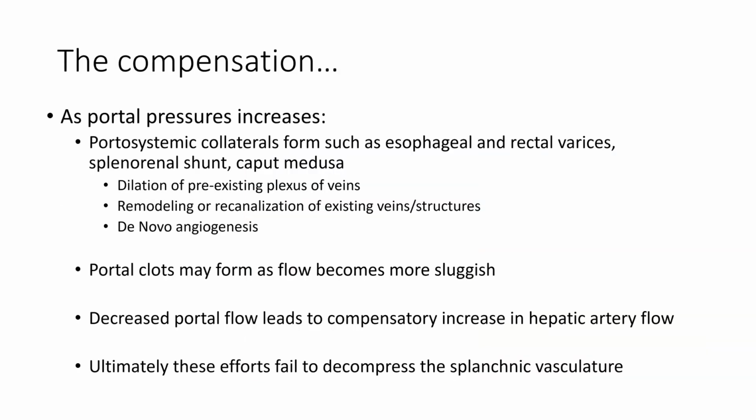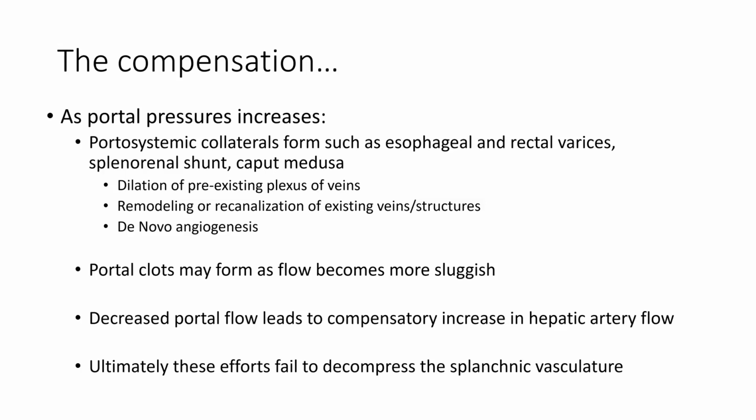Now, the body doesn't take portal hypertension laying down. And as the portal pressure increases, portosystemic collaterals will begin to form, such as esophageal and rectal varices, splenorenal shunts, and caput medusa. Now, this can occur from three different mechanisms, as you see: dilation of pre-existing plexus of veins, remodeling or recanalization of existing veins or structures, and de novo angiogenesis.